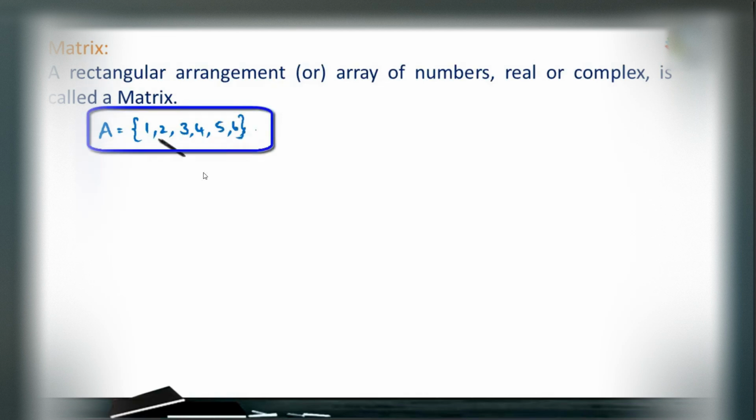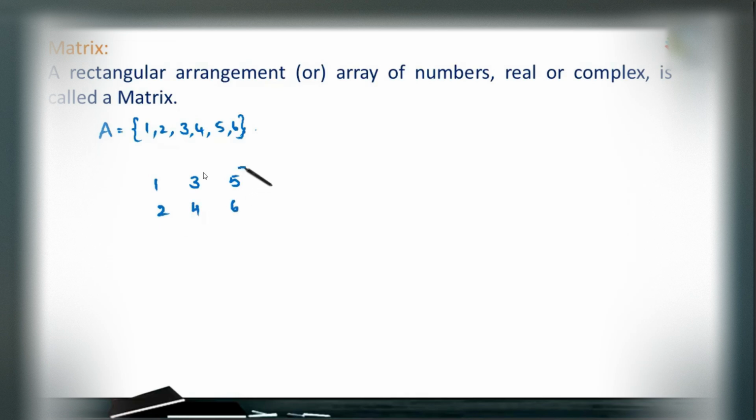Now, in a set, the order of the elements is not important, but the elements should be non-repeated. Then we have defined a set A. Now, the same set A, if these elements are arranged as 1, 3, 5 and 2, 4 and 6 and put inside square brackets, then these 6 elements of the set A are arranged in 2 rows and 3 columns. Such an arrangement of numbers is called a matrix.